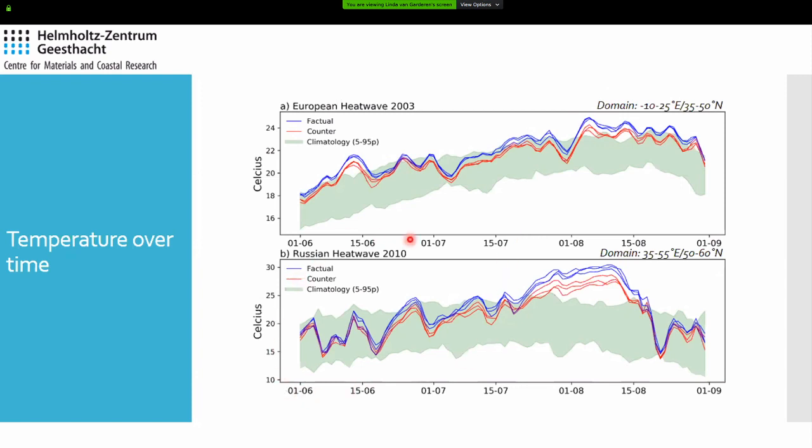So here we have the Russian heat wave. We do the exact same thing, 1st of June till the 1st of September.